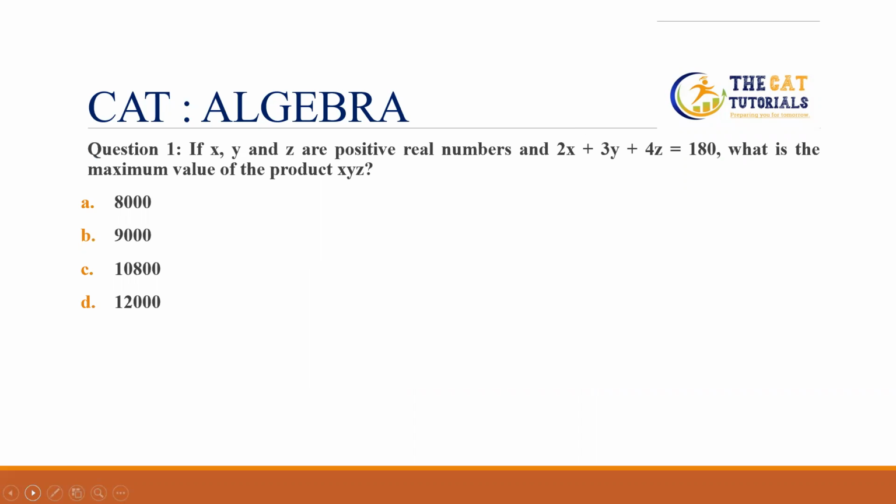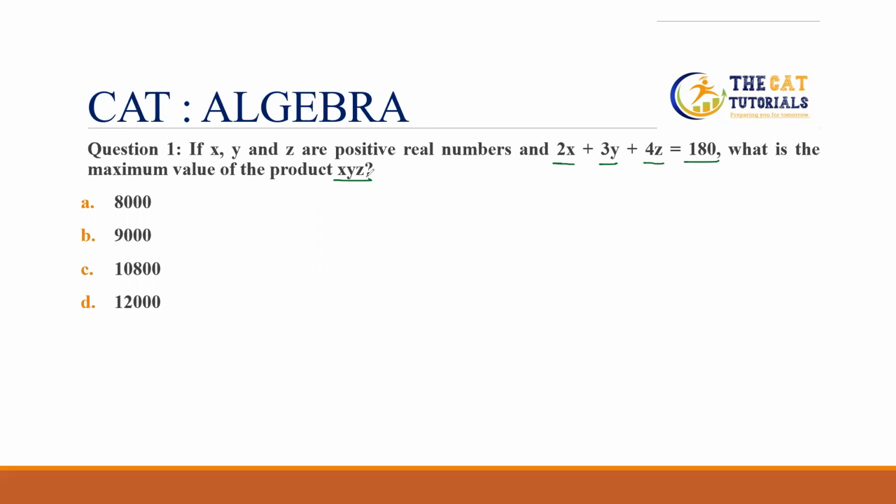The question is, if x, y, and z are positive real numbers and 2x plus 3y plus 4z is equal to 180, what is the maximum possible value of the product x, y, z? So students, just in the beginning of this topic, in the concept section, I have already told you, whenever we have to find the maximum value of the product, you have to apply the concept of AM and GM. So here you have to understand in what way we can apply the rules.